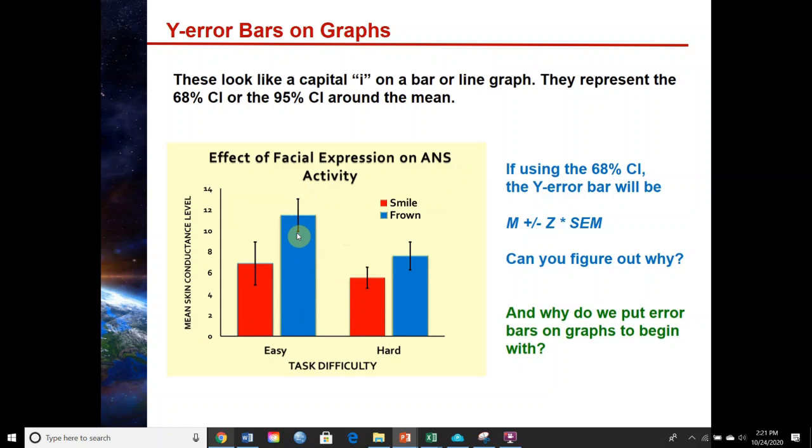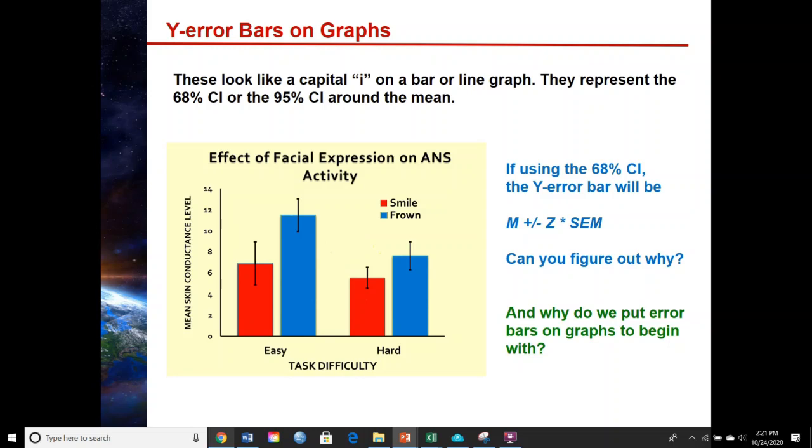If they're not on a graph, we call them confidence intervals. If they're on a graph, we call them Y error bars. And we always have to specify what we used as our Y error bar. Was it the 68 or the 95? We have to specify. Anyways, just by looking at the error bars, I can see how much sampling error was associated with each mean.